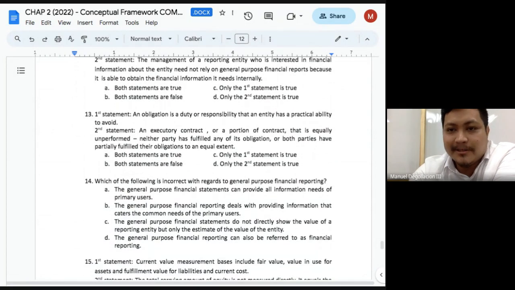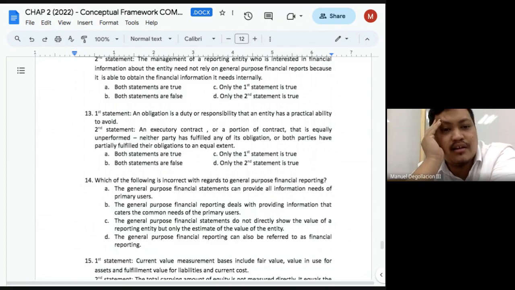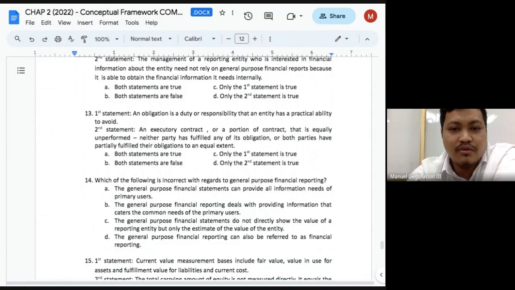Number 13, an obligation is a duty or responsibility that an entity has a practical ability to avoid. This is the exact opposite of what an obligation is. Because for it to be considered as an obligation, there should be no practical ability to avoid the duty or responsibility. Okay, so nobody should think that the first statement is true.